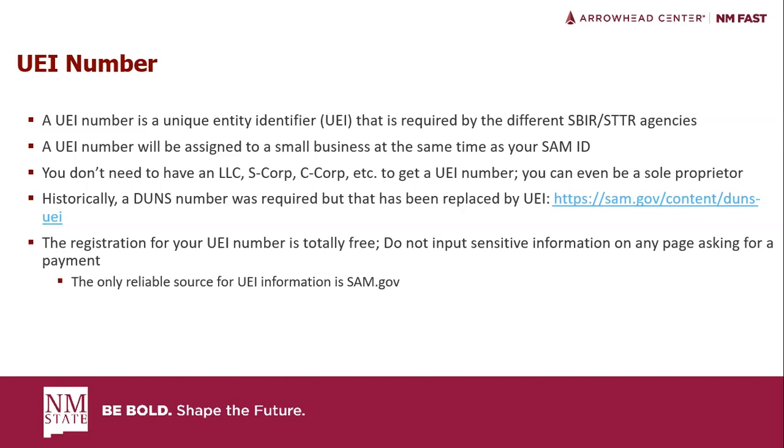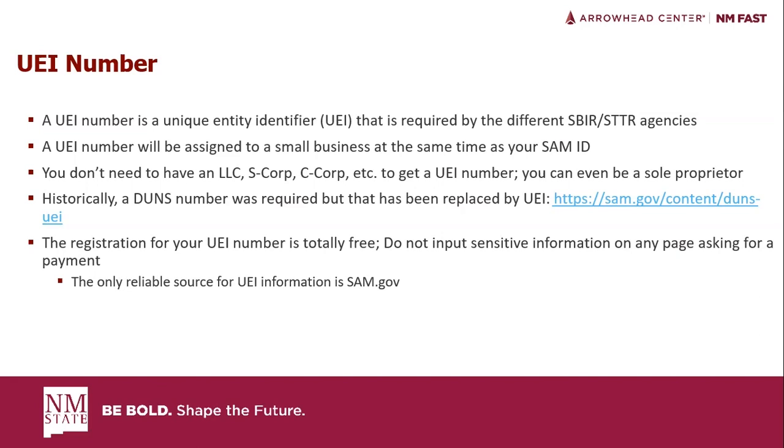Historically, a DUNS number was required, but this has now been replaced by UEI. So if you have had a DUNS number in the past and have used a DUNS number to apply for proposal packages, make sure that you update it to the UEI number, which can be done under SAM.gov. The registration for a UEI number is completely free.